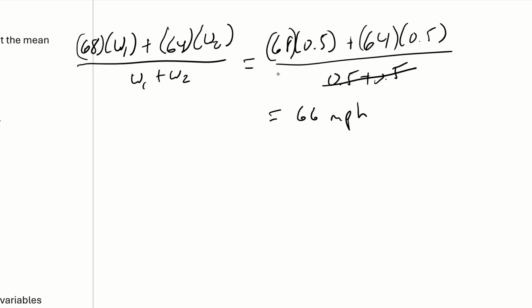Now, if there's more people that travel 68 miles per hour, then obviously this number is going to increase, right? From 66 to like 66.5, 67, and so on. And if the percentage increases for 64 miles per hour, then this 66 miles per hour is going to decrease, right? And that's how it works. So in other words, the smallest that it could be is 64 miles per hour. The largest is 68, and it's somewhere in between, right?